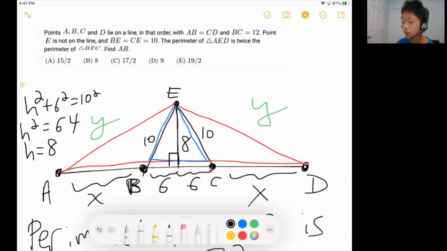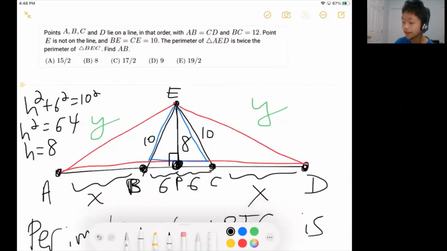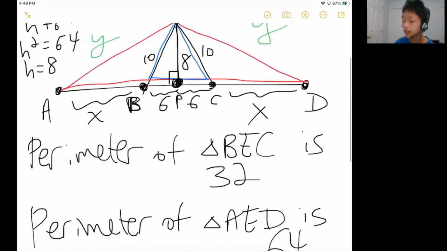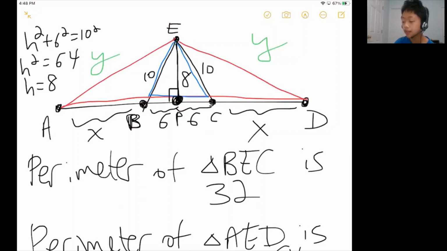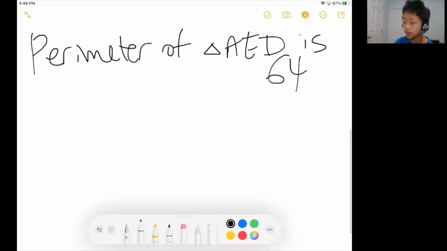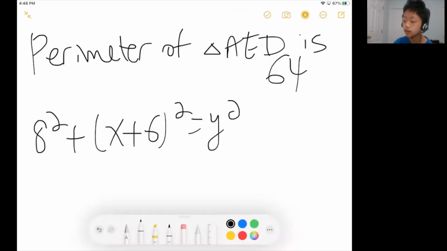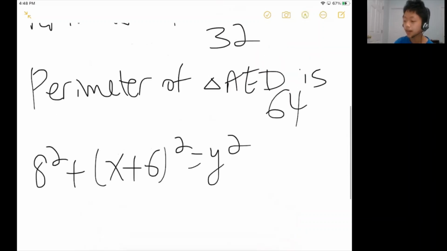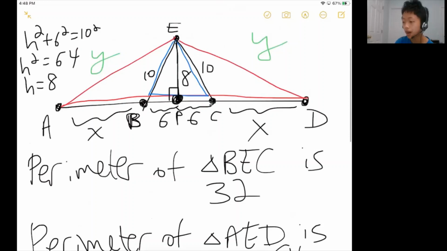So now what we can do is take a look at triangle. Let's call this point P or something. We can take a look at triangle AEP, and we can use the Pythagorean theorem on that, right? If we were to use the Pythagorean theorem on triangle AEP, the legs have lengths 8 and x plus 6, and the hypotenuse is y. So by the Pythagorean theorem, you would have 8 squared plus (x plus 6) squared equals y squared, right? Because the legs are 8 and x plus 6, and the hypotenuse is y.